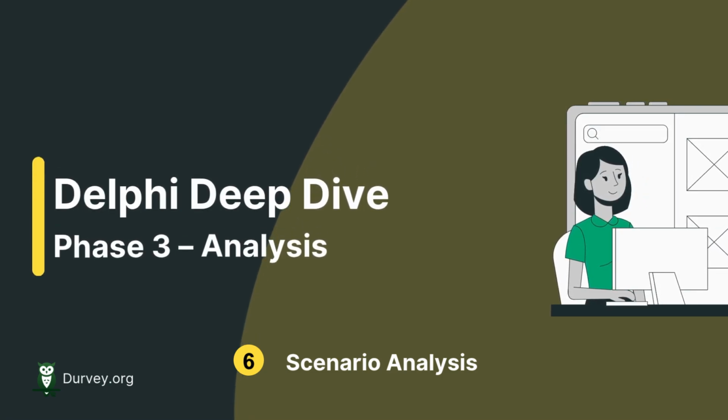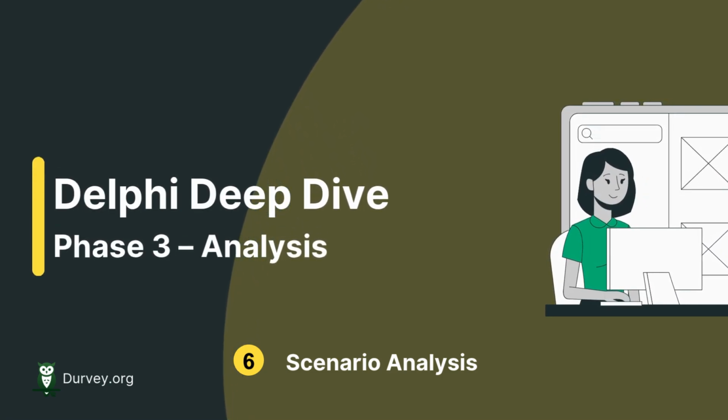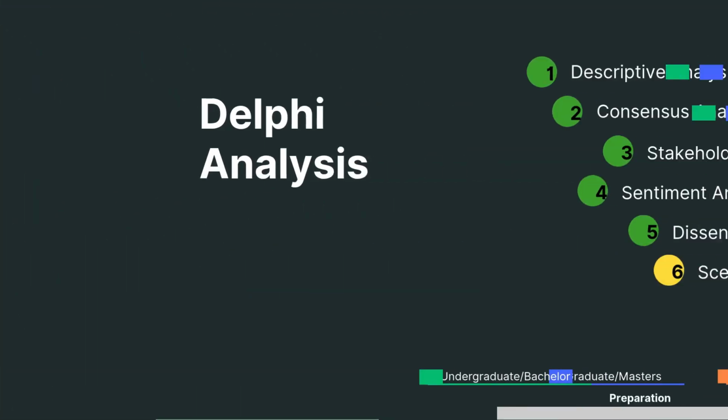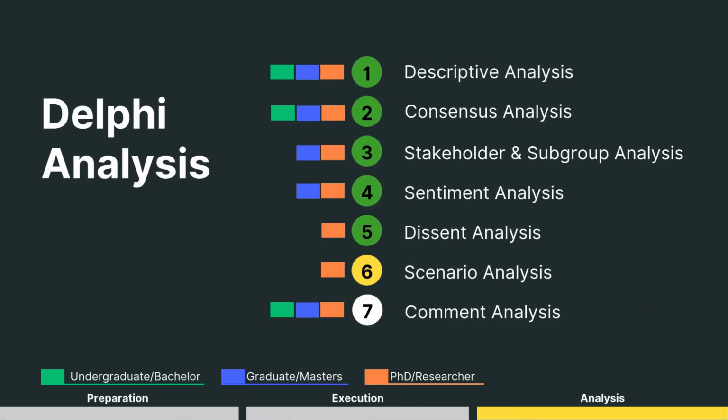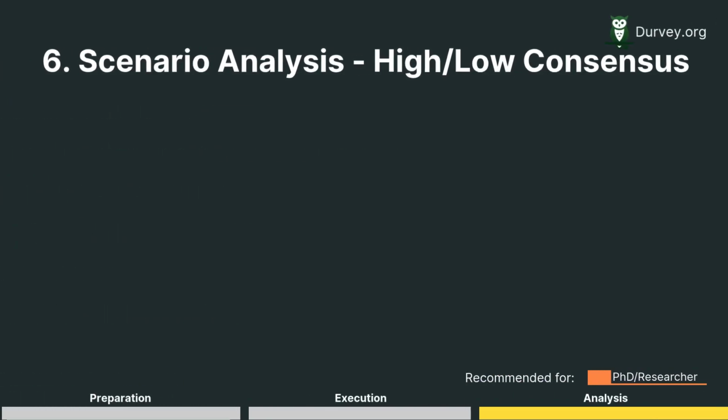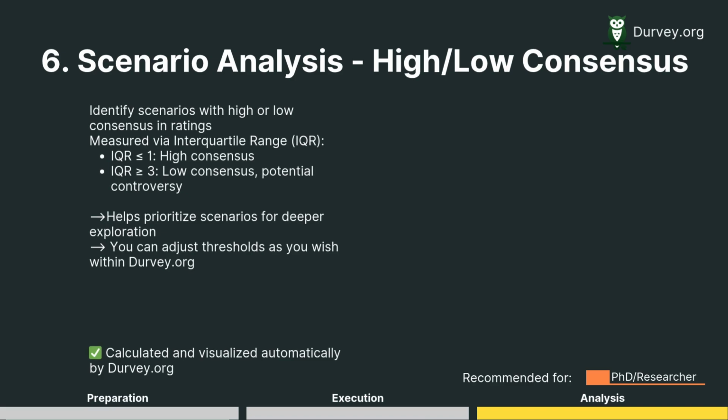Welcome back. In this part, we explore how your Delphi results can shape future scenarios. Let's start with identifying high and low consensus items. This analysis shows how much participants agree or disagree on a scenario's impact or likelihood. It's measured using the interquartile range, or IQR, a simple but powerful indicator of consensus.